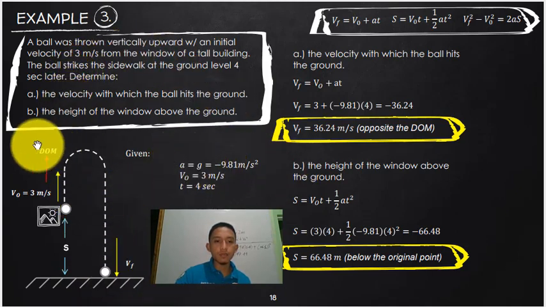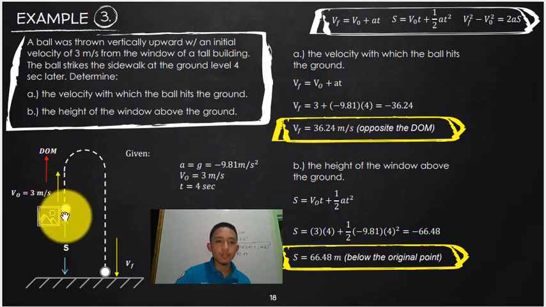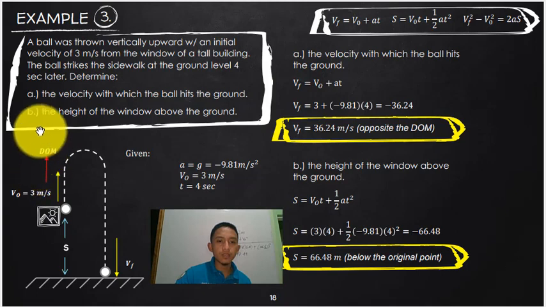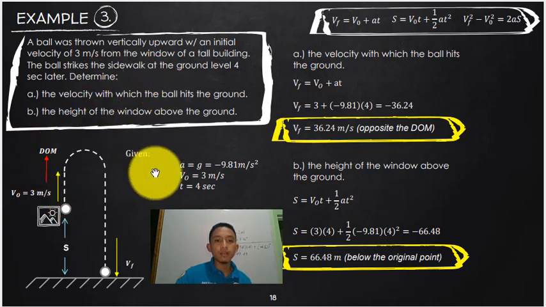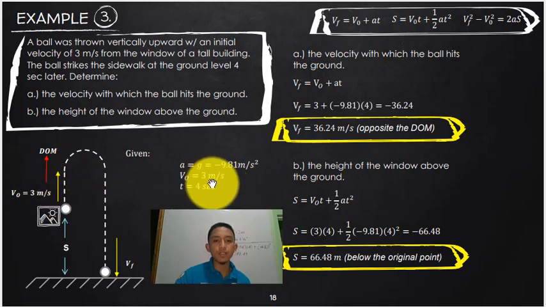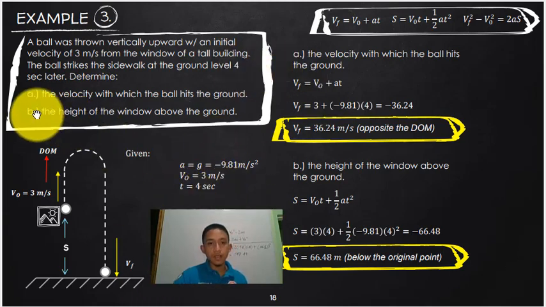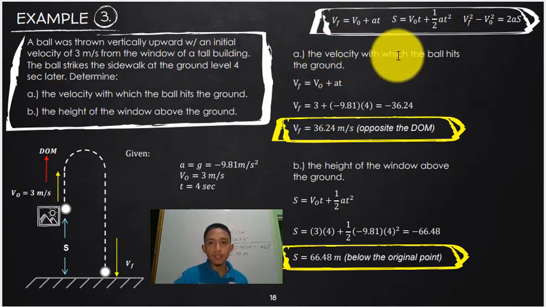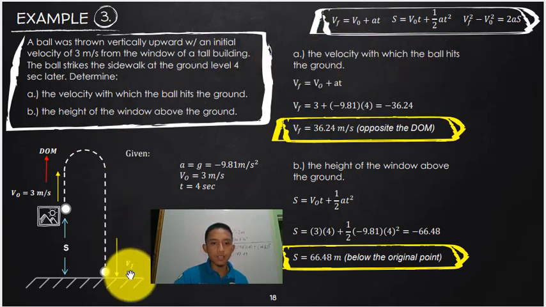Again, acceleration, by the way, establish your direction of motion. You throw it upward, so your direction of motion is going up. So acceleration there, or the gravity, is again opposite, so that is negative. Your VO is going up because that determines your direction of motion, so that is positive 3 meters per second, and your time elapsed is 4 seconds. So the question at A is find the velocity at which the ball hits the ground. So actually that is your final velocity, isn't it?